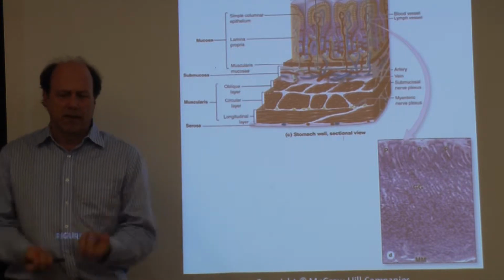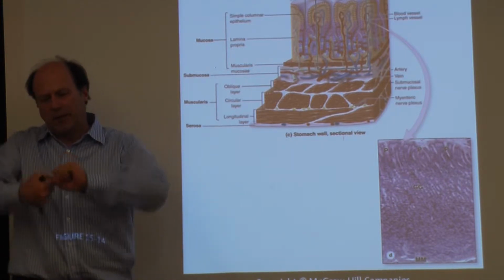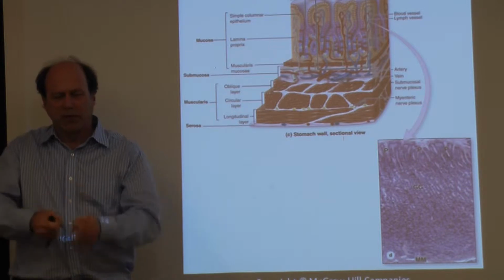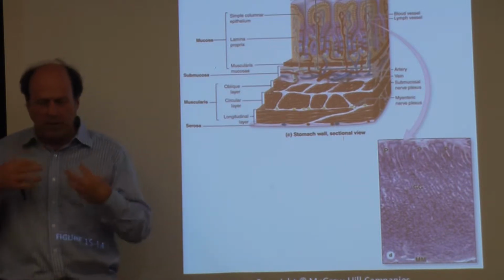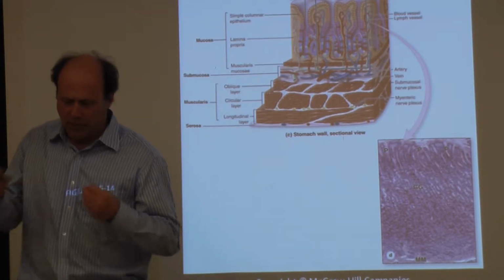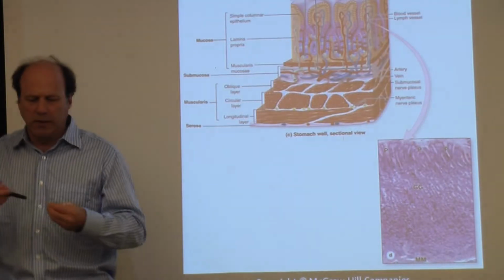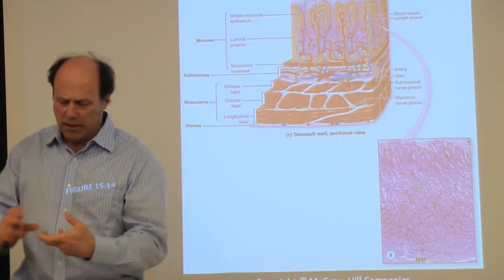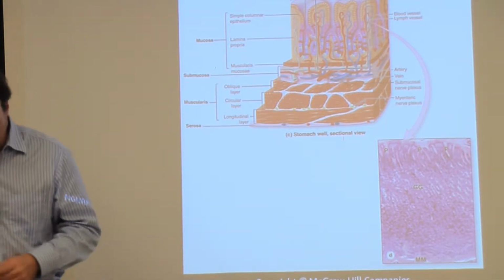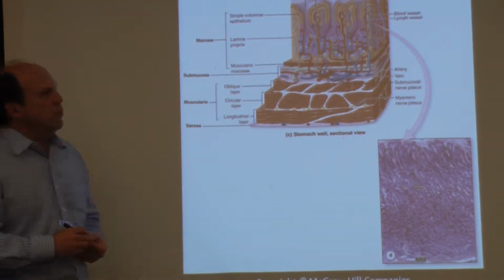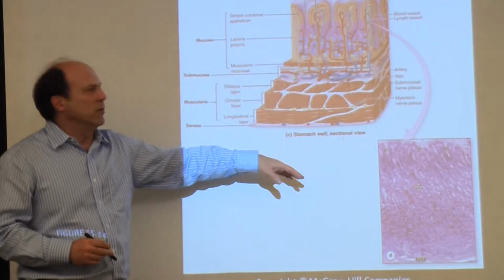You're going to need to, it's like kneading something. You're churning. Your stomach is churning, and so you need that oblique muscle as well. So you have the circular, longitudinal, and oblique, so that the stomach can really move the food around. And then we're familiar with the rest of this structure too, right?